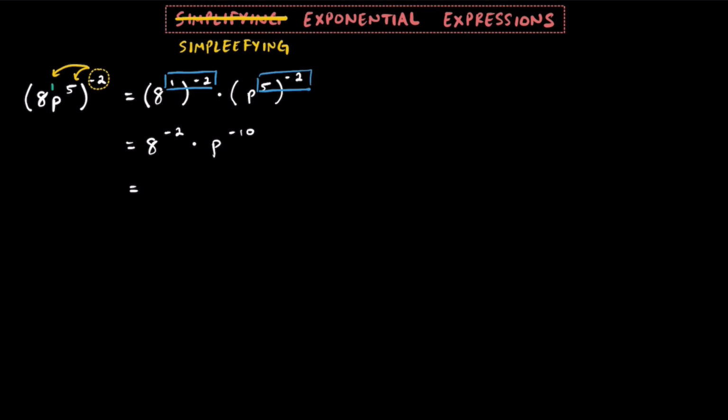Now, if the directions are to write this simplified expression not using any fraction bars, this would be 8 to the negative 2nd power times p to the negative 10th power. This is as far as you can go.